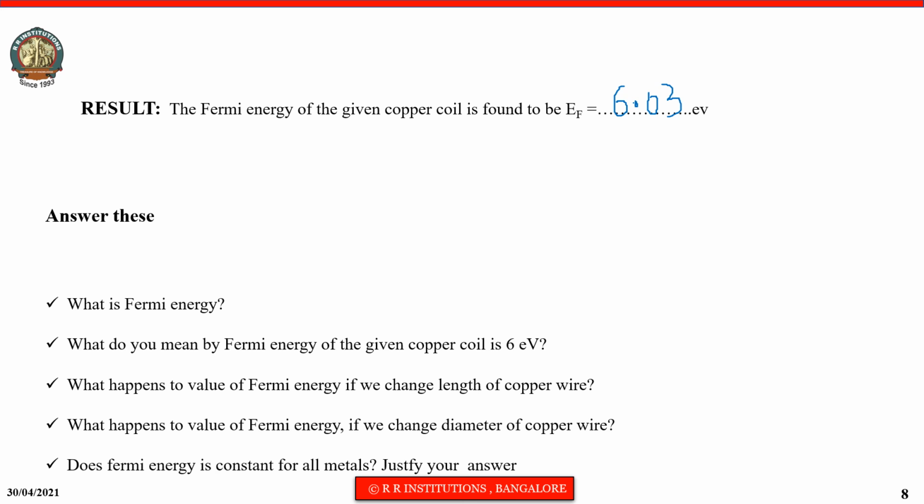Dear students, answer these questions. What is Fermi energy? What do you mean by Fermi energy of a given copper coil is 6 electron volt? What happens to the value of Fermi energy if we change the length of copper wire used? What happens to the value of Fermi energy if we change the diameter of the copper wire? Is Fermi energy a constant for all metals? Justify your answer.